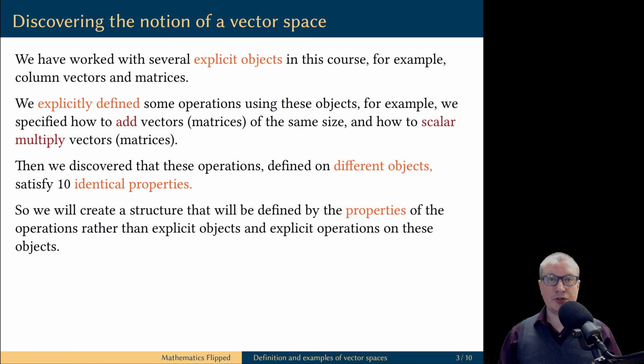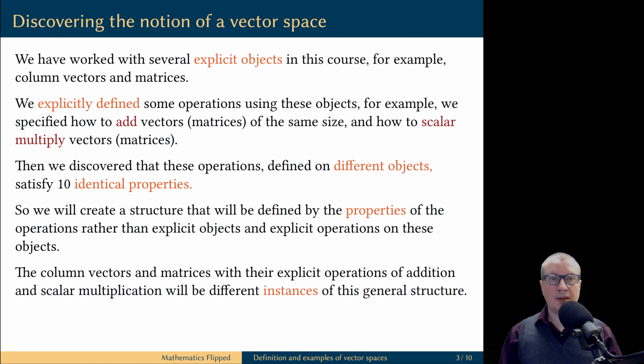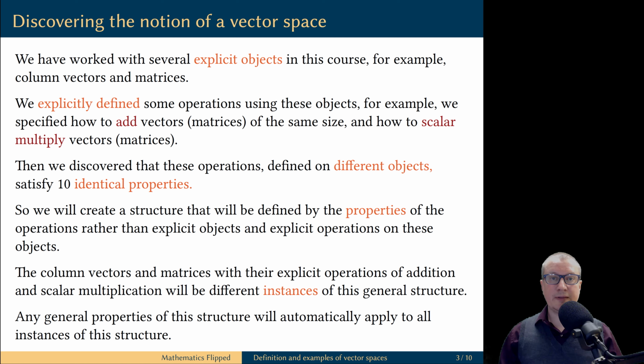We will define a certain structure by only saying which properties this structure satisfies. Of course, this structure will be motivated by known instances of this structure. In this case, it's column vectors and matrices. But the advantage of this abstraction, of this generalization, is that whatever you prove about this general structure can be applied automatically to all instances of this structure.